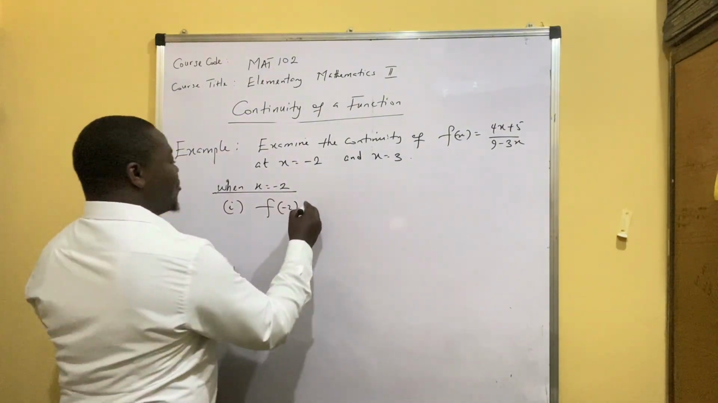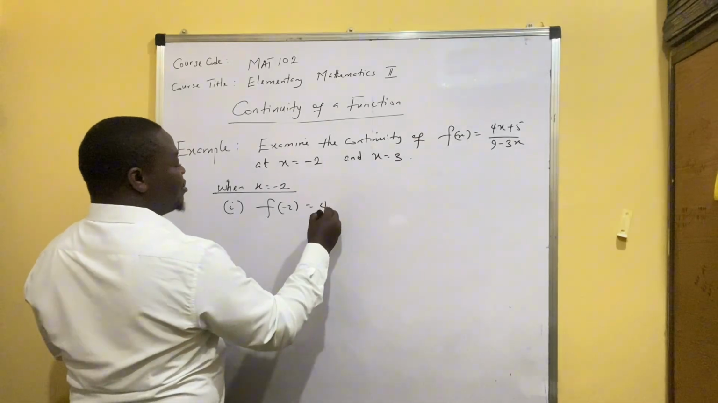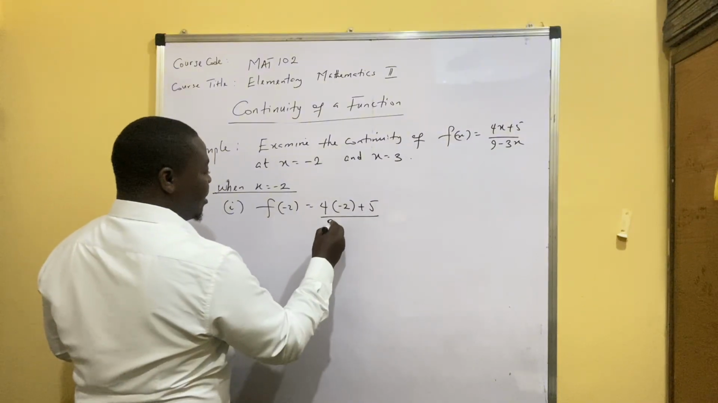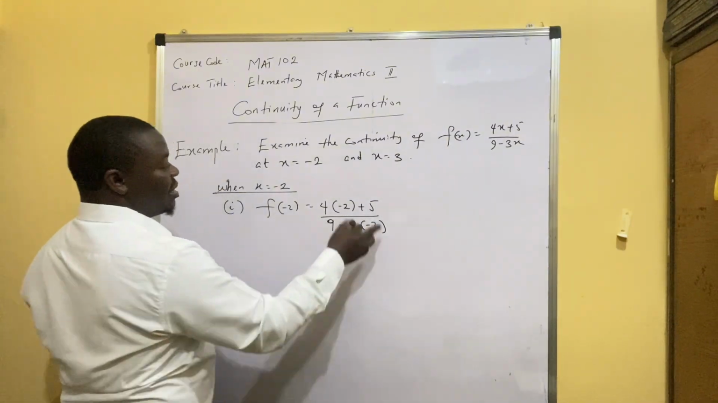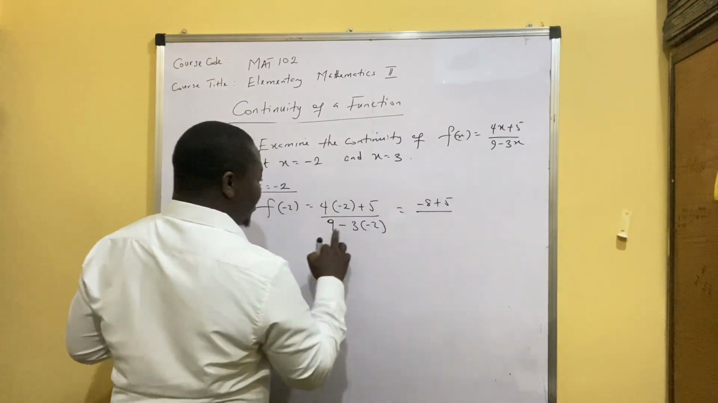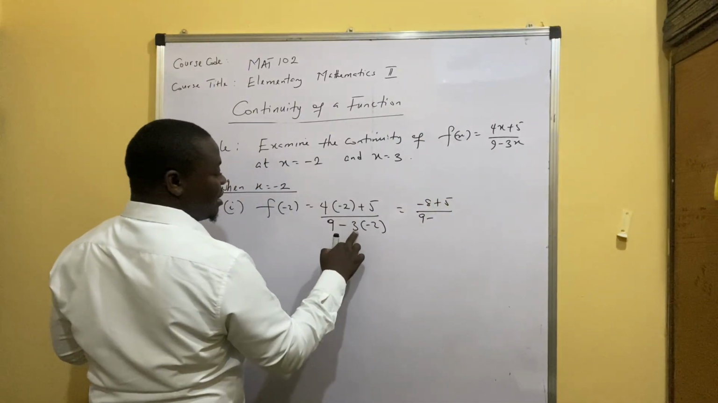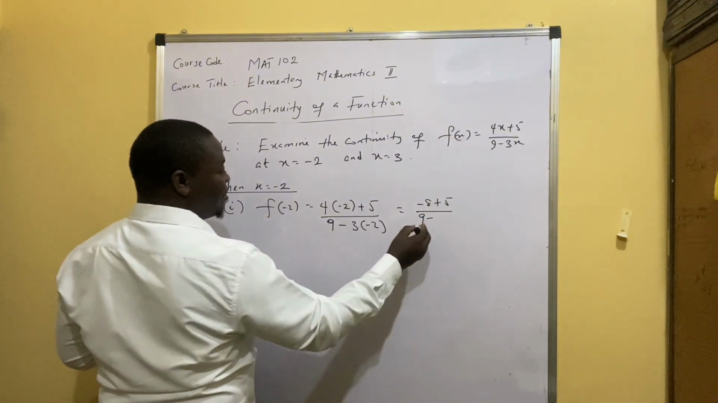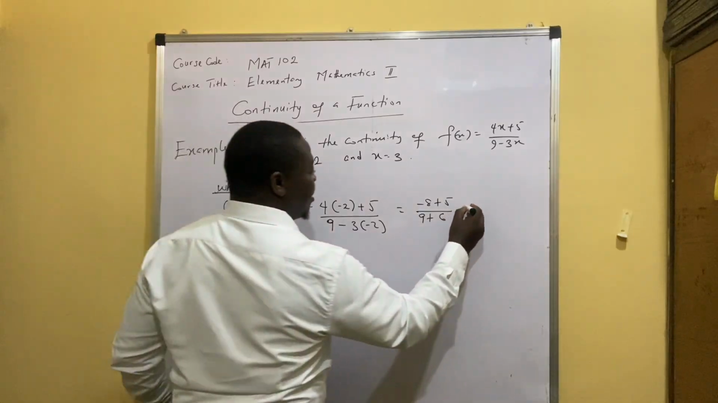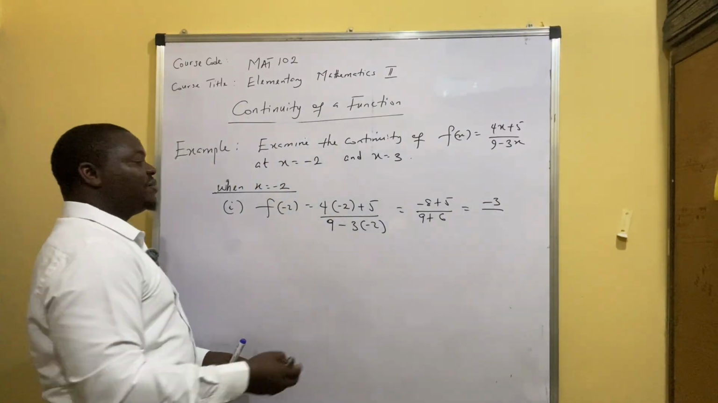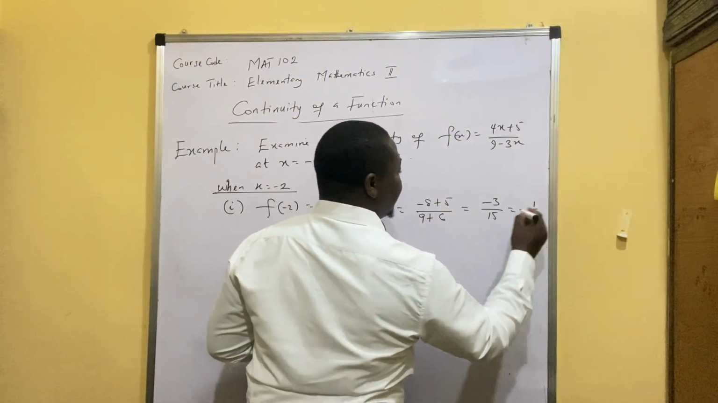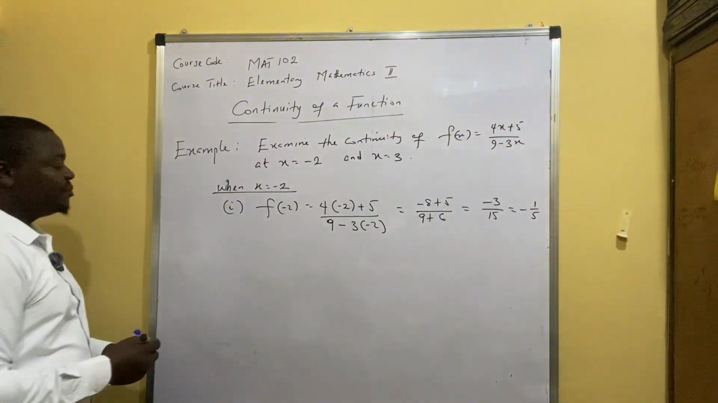So f of minus 2 for this function will be, wherever we see x, we replace it with minus 2. So that we have 4 times minus 2 plus 5, divided by 9 minus 3 times minus 2. Let's simplify this. 4 times minus 2 is minus 8, plus 5, divided by 9, then minus 3 times minus 2 will give you plus 6. So minus 8 plus 5 is minus 3, divided by 15. Simplifying this, that will be minus 1 over 5.